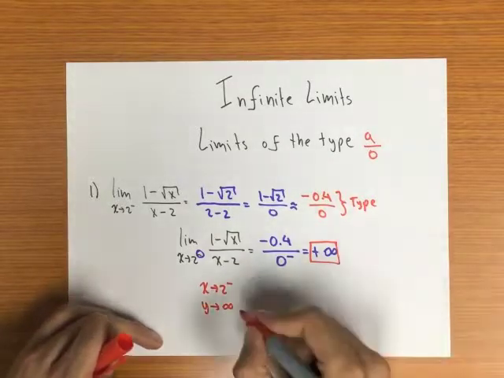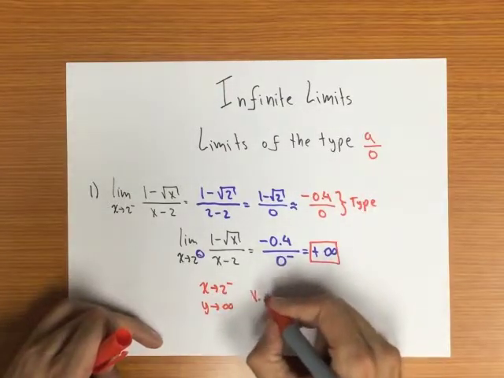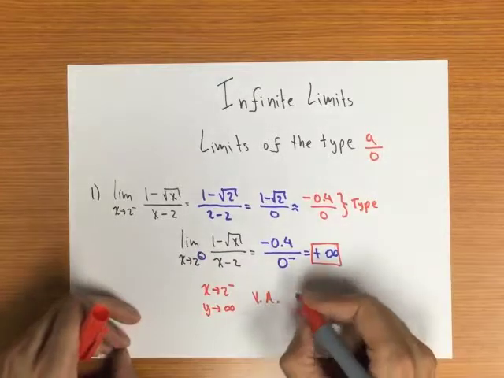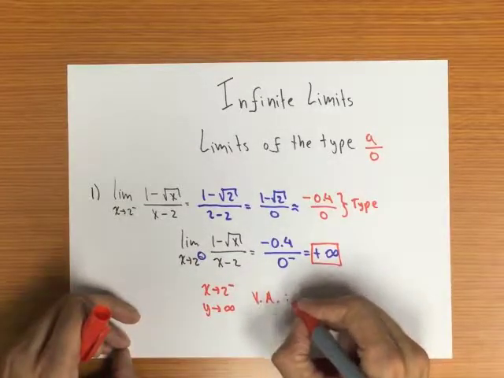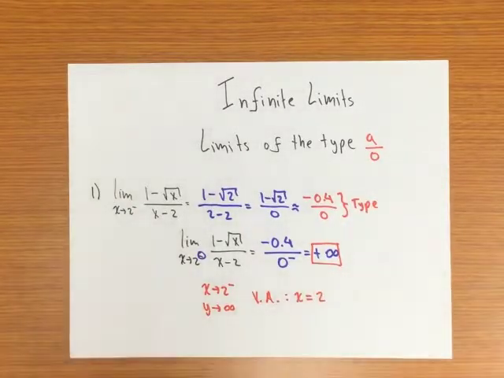And we will see in the next week that the meaning of these types is that we have vertical asymptotes on the number 2, and the equation of the vertical asymptote will be x is equal to 2.